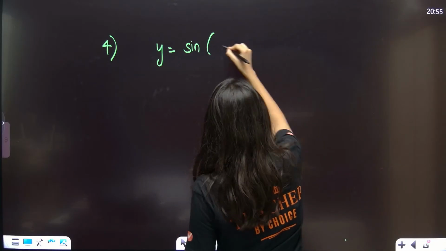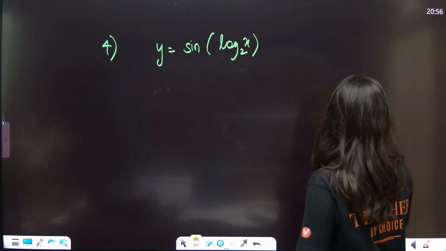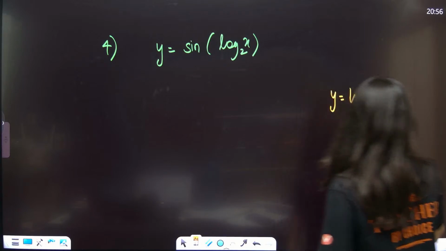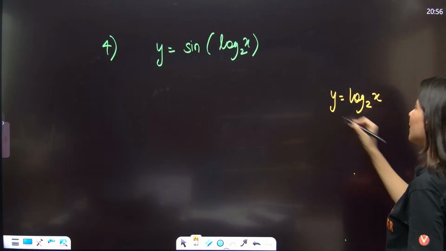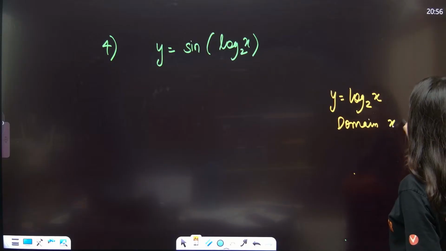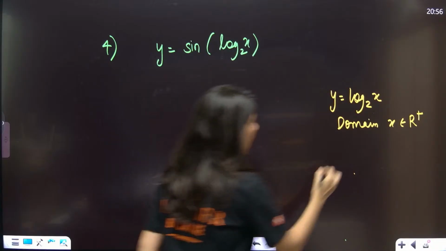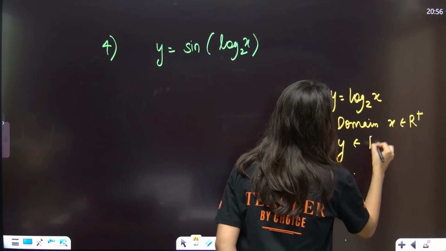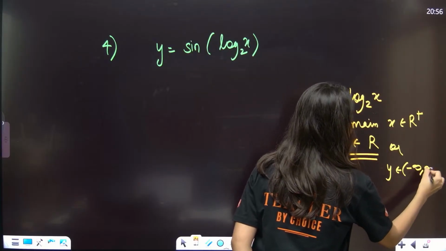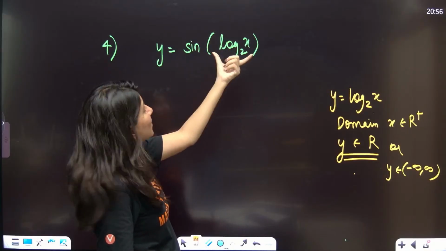See, I told you that in types of functions we did the logarithmic function. So what is y is equal to log x? What is the range and what is the domain for this function? Domain will be x belongs to R plus, that is 0 open to infinity. And the range of the logarithm function is y belongs to all real values, or we can say y belongs to minus infinity to plus infinity. So over here, this input of sine is what?